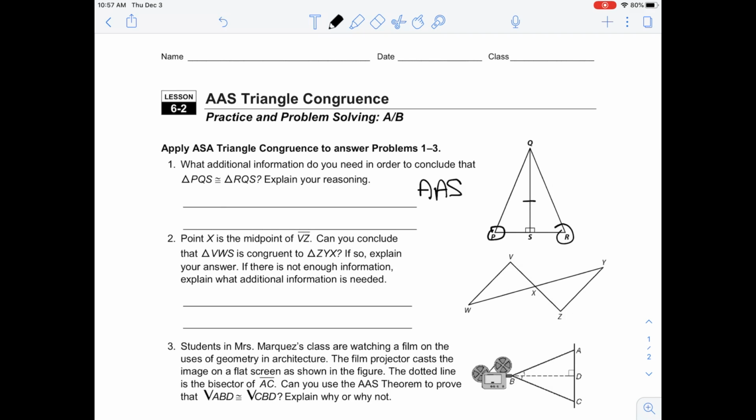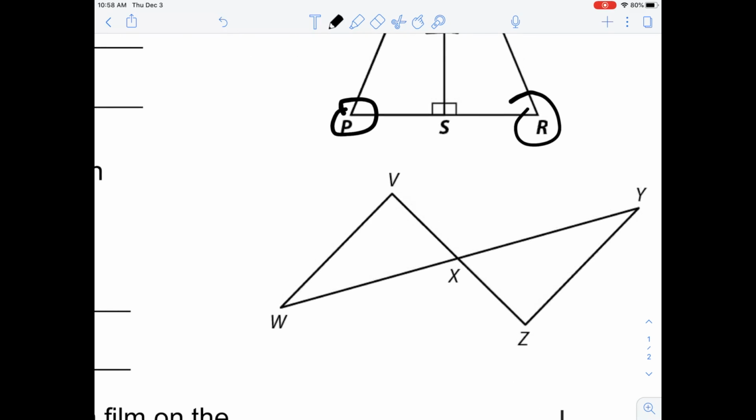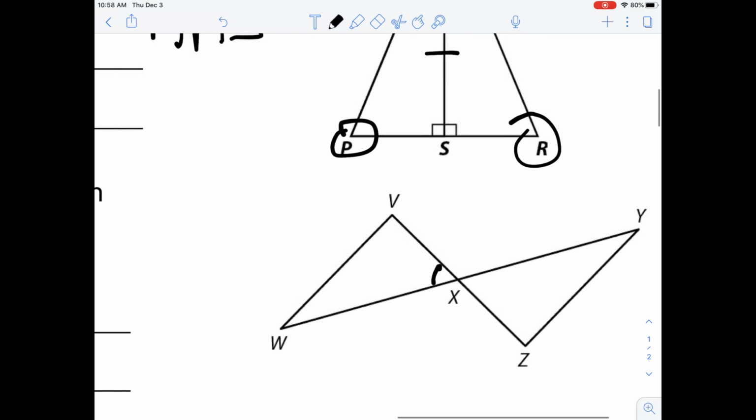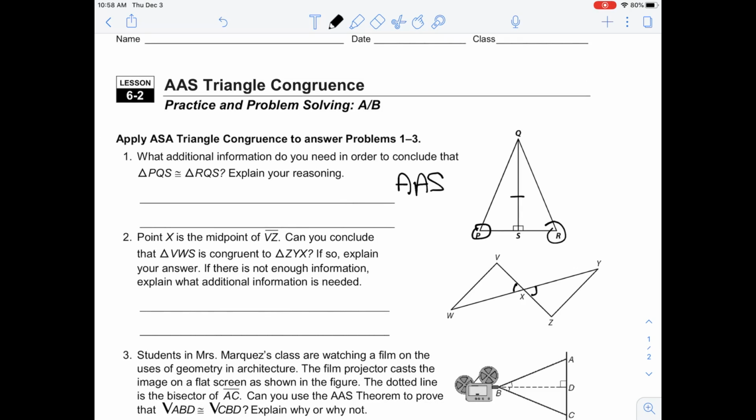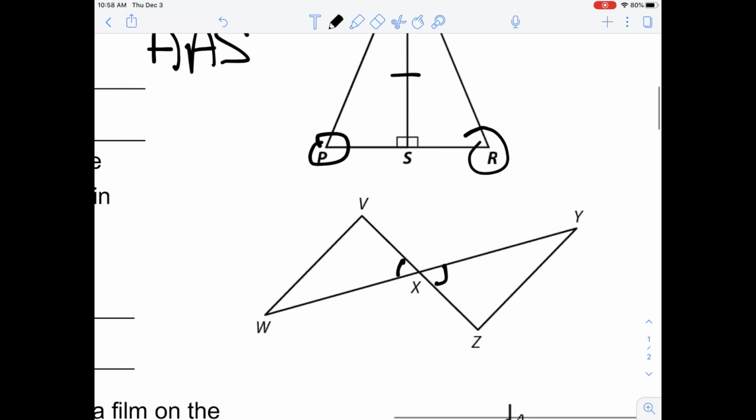All right, number 2, we want to check to see if we have enough information to say that these 2 triangles are congruent. Now, before I even read the picture, I'm going to mark my vertical angles. That is always a good place to start. So now let's read. It says, point X is the midpoint of VZ. So again, midpoint means it cuts it in half. That means that this VX is the same length as XZ.